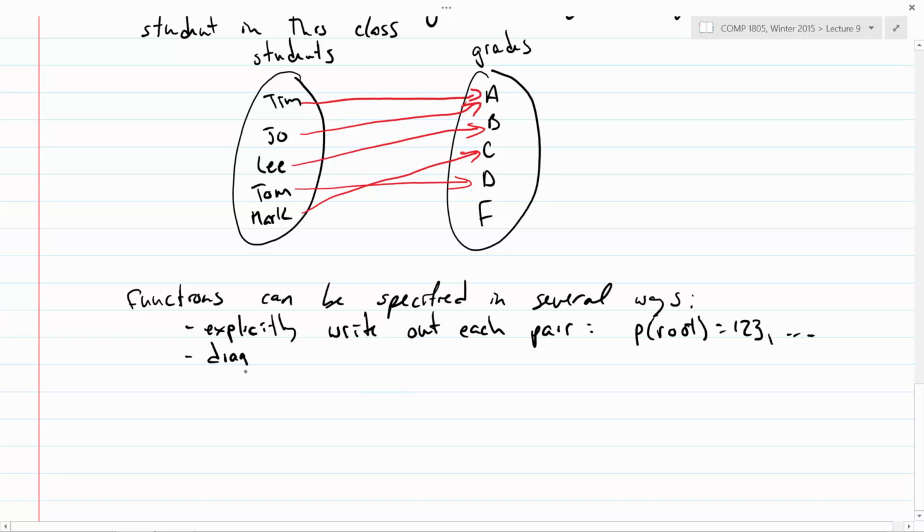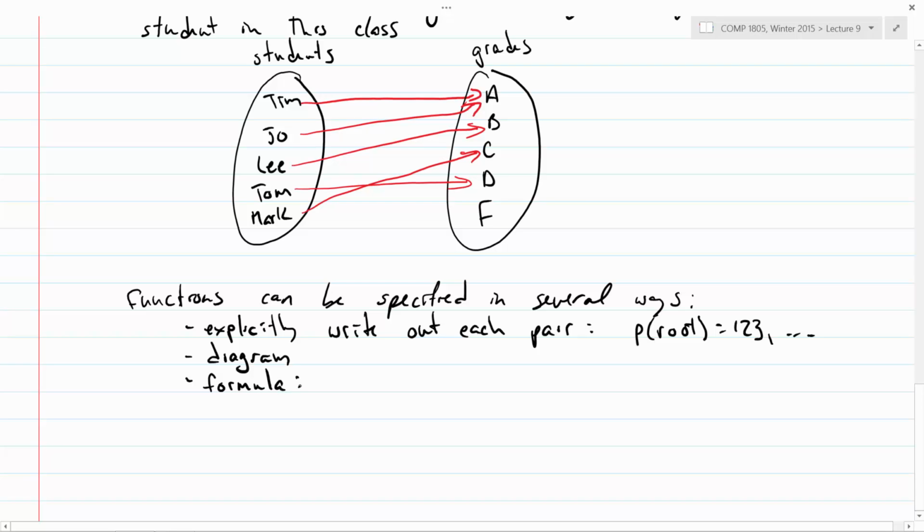Another way of specifying a function is with a diagram, like we did above. The problem with that is, again, it takes a while, and if you'll remember from when we were talking about sets, there are sets that are infinite. So it's going to be very hard to draw an infinitely large diagram. So to get away from that, we go to the idea of expressing a function as a formula.